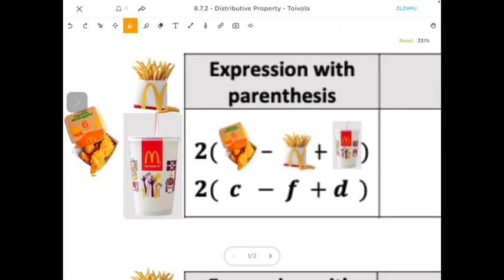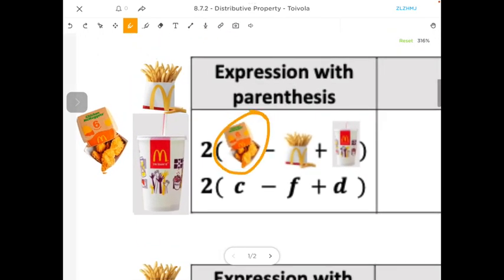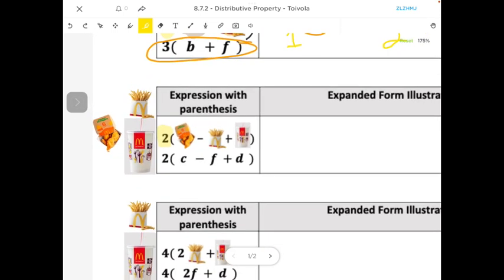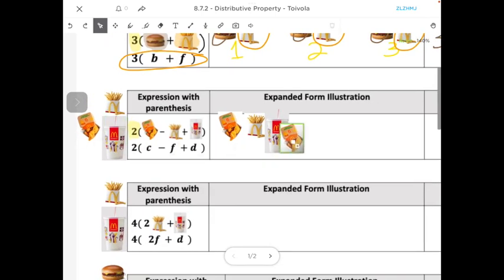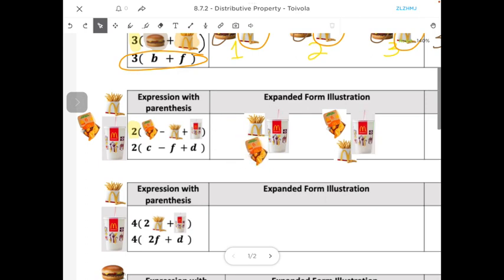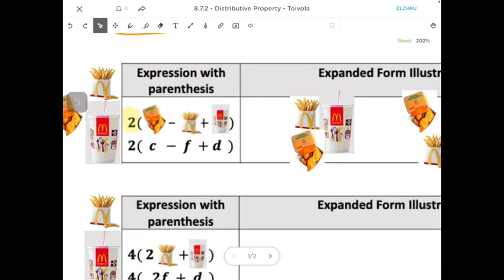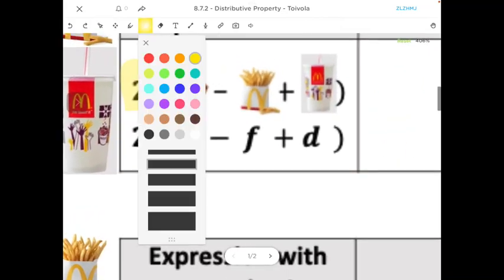Expression with parentheses. This time, looks like there's nuggets, fries, and a drink. And the number out in front this time is 2. So we're going to repeat this meal 2 times. So we need nuggets, we need fries, and a drink. Right? There's 1 time, and we need it 1 more time. Nuggets, fries, and a drink. Here we go.